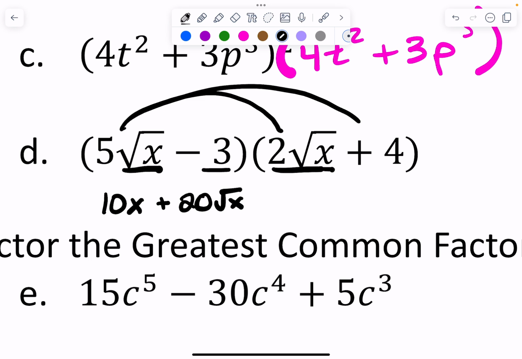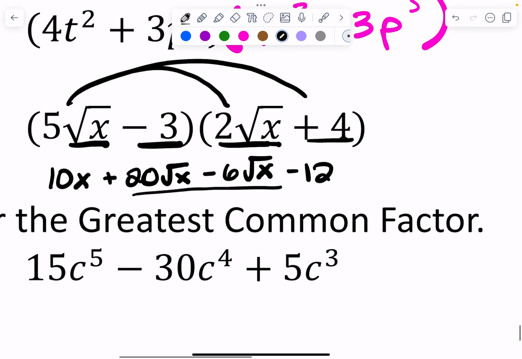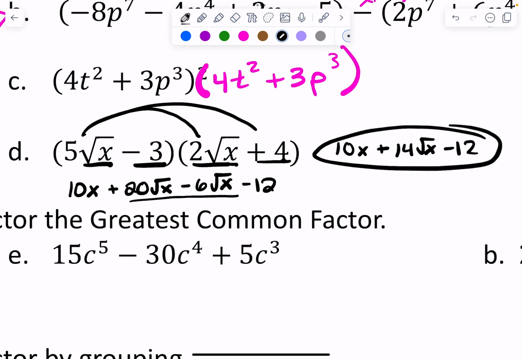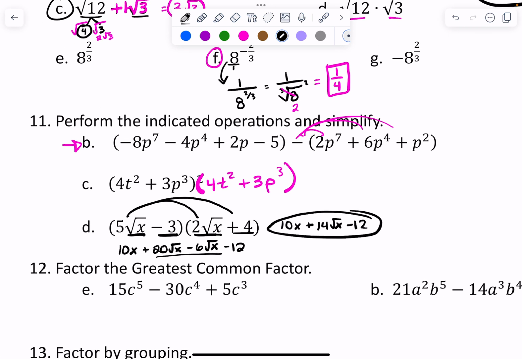This guy, negative 3 times 2 square roots of x is negative 6 square roots of x. And then negative 3 times positive 4 is negative 12. And the only thing I can put together is these middle two pieces. So I've got 10x plus 14 square roots of x minus 12. And that's as far as I can go. Okay, see if you can figure out those other two by yourself.